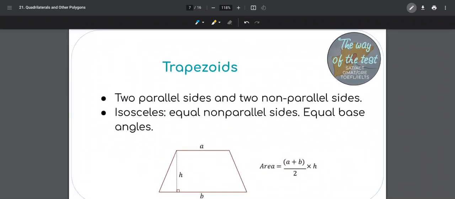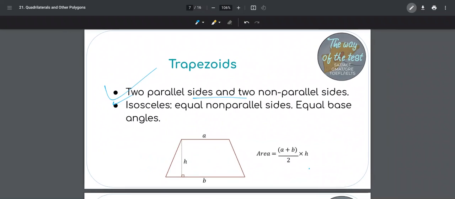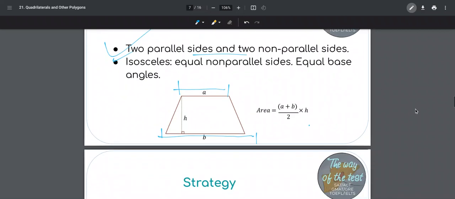A trapezoid. A trapezoid is a quadrilateral that is formed by 2 parallel sides and 2 non-parallel sides. An isosceles trapezoid is a trapezoid that has equal non-parallel sides and equal base angles. When you have this type of figure, you can find the area by adding the length of the major base plus the length of the minor base, dividing by 2 and multiplying times height. Pause the video, copy this. We are going to move on.